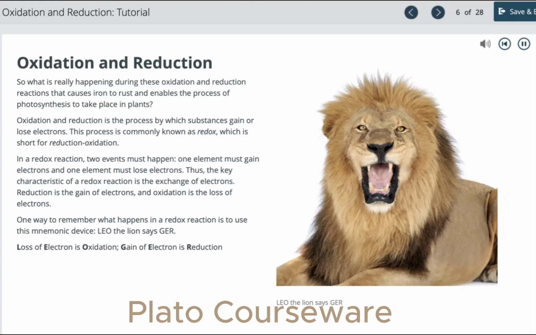One way to remember what happens in a redox reaction is to use this mnemonic device. Leo the lion says, grr. Loss of electron is oxidation. Gain of electron is reduction.